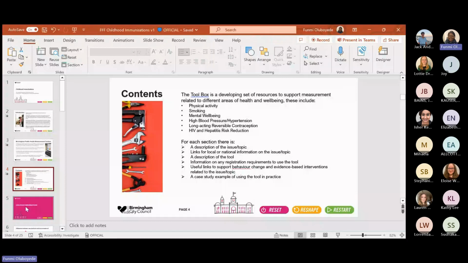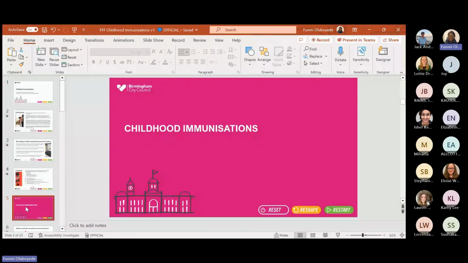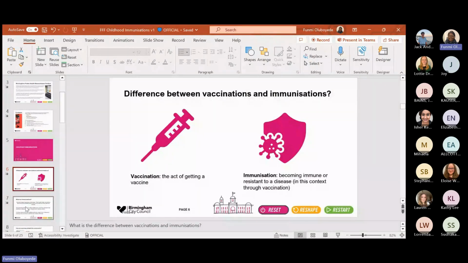So onwards to today's webinar, which will be a focus on childhood immunisations and vaccinations. Firstly, what's the difference between vaccination and immunisation? Well, vaccination is the actual act of getting a vaccine. It's usually an injection into your body parts. It could be your arms or your legs. And immunisation is becoming immune or resistant to a disease. In this context, you become immune through vaccination.